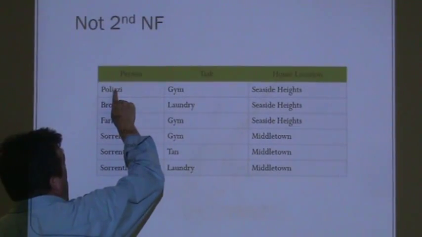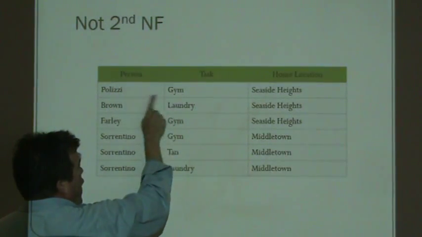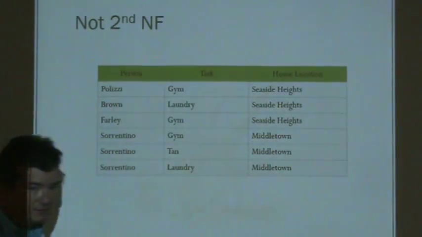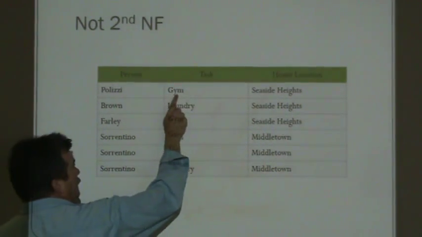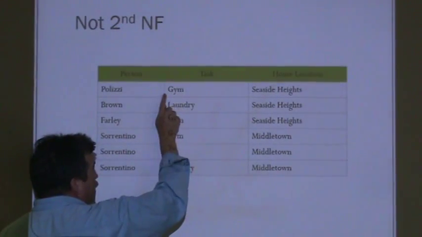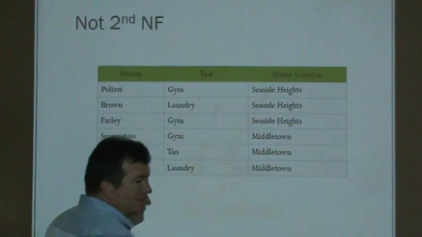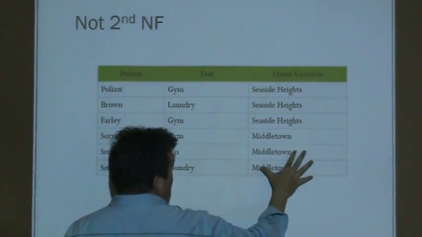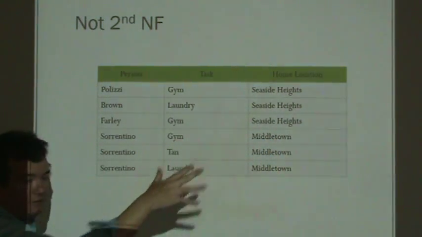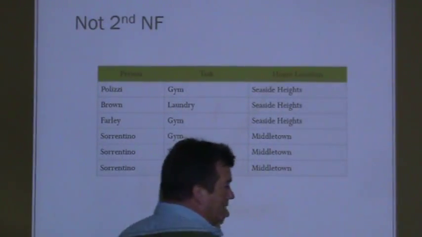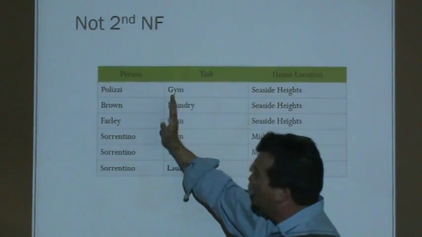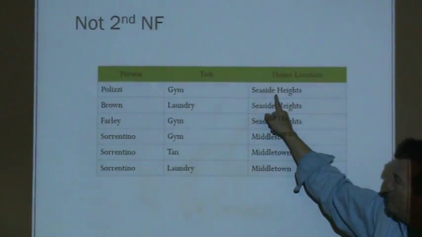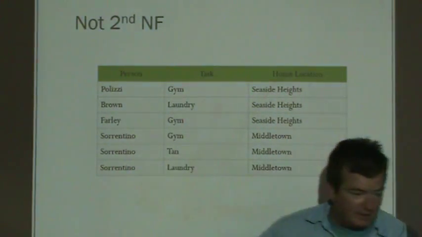But the person alone, which is a component of the candidate key, can tell you where the person lives. So in other words, I don't need to know that they're going to the gym to figure out where they live. That would not be necessary. So this column, you can consider it part of a super key, but it's not a candidate key. This column and this column together are the candidate keys. But this column is determined by one of the fields of the candidate key.